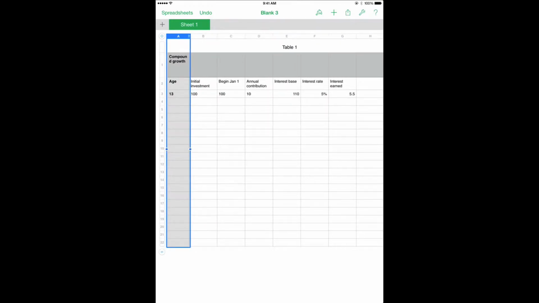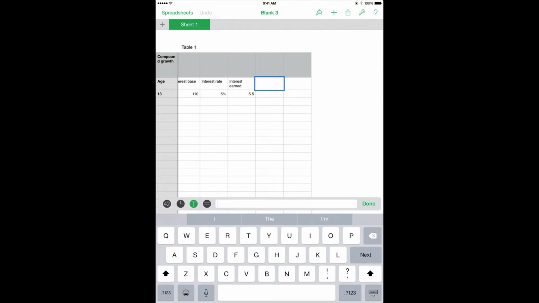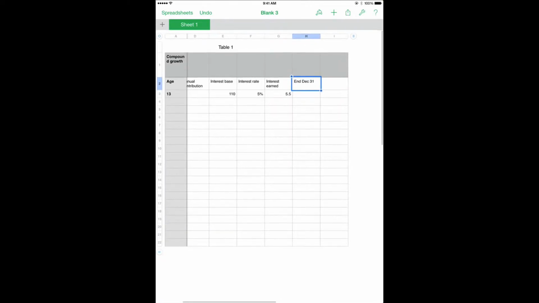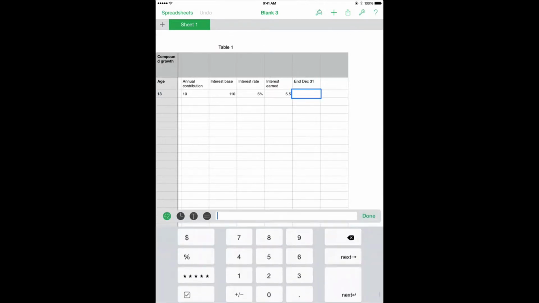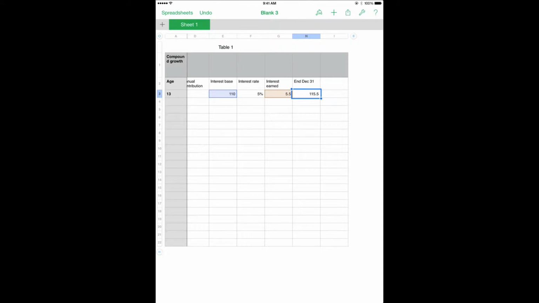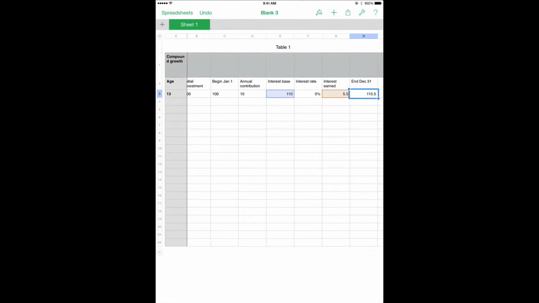Sorry. Okay, and over here, we want to know how much we're going to have at the end of December. Text. End December 31st. And so the December 31st is going to equal your interest base plus the interest that you earn. There you go, 115.5. That's how much money you'll have at the end of the year.